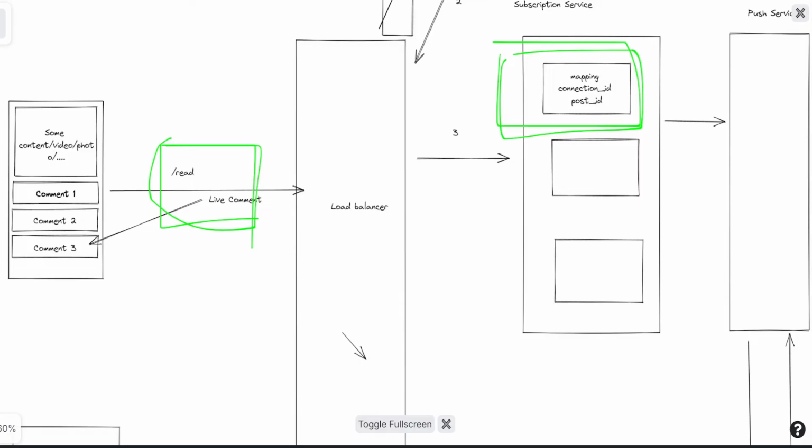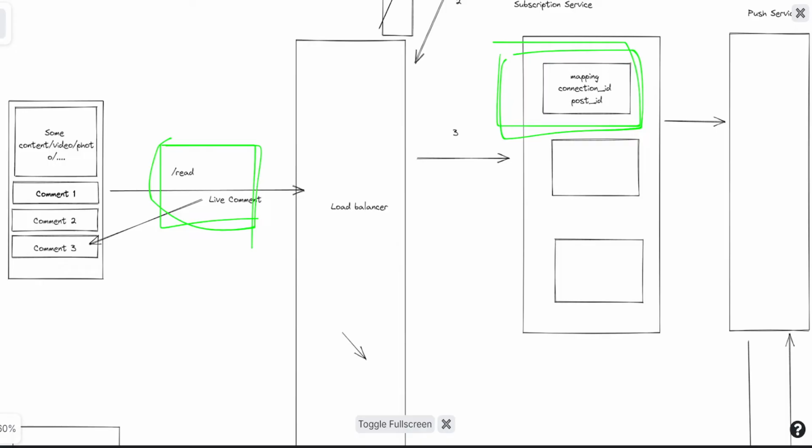Oh, so the mapping comes from as soon as this particular client establishes a connection with a machine in the subscription service. That is when the mapping is updated locally in a machine within the subscription service. So there is a separate API, or is it part of the read API? Oh, it's part of the read API.